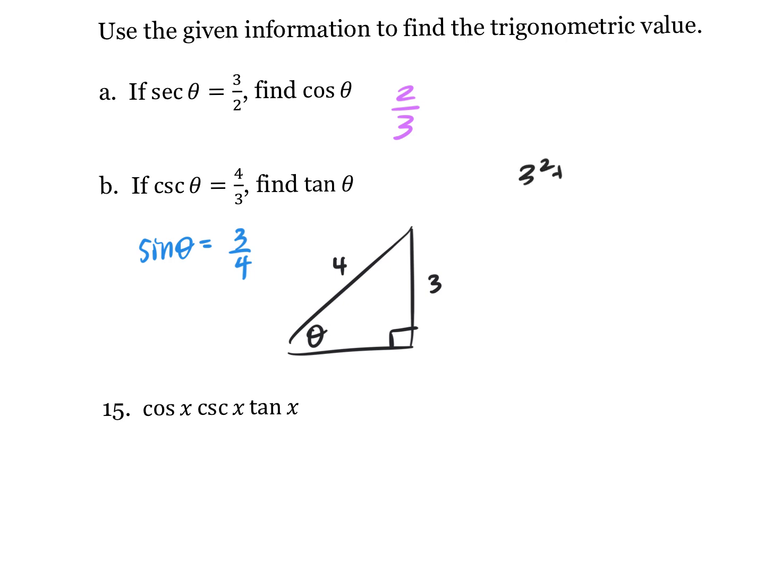3 squared plus a squared equals 4 squared. 3 squared is 9. 4 squared is 16. A squared would equal 7. Therefore, a is the square root of 7. Perfect. Whew. That's not too gross.